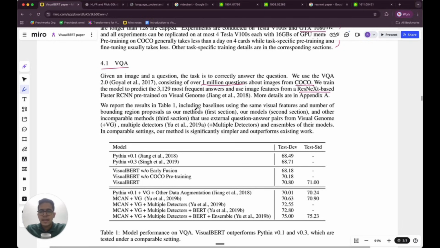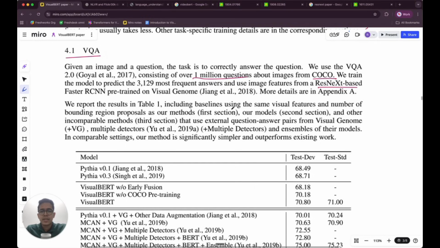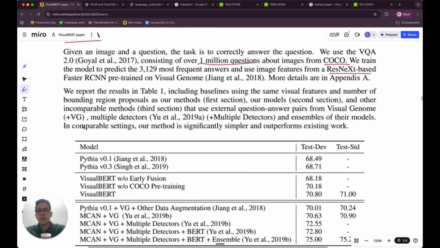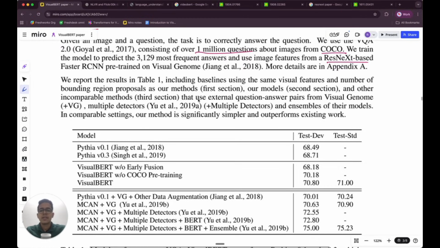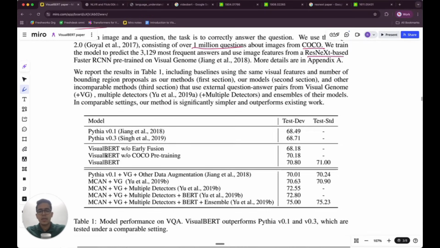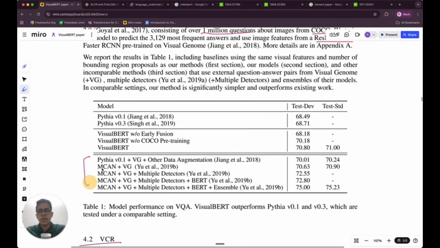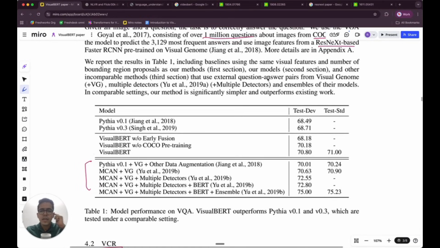We report the results in table 1, including baselines using the same visual features and number of bounding region proposals as our method. So baselines meaning some other baseline models which use a similar number of region proposals as this method, then our models and other incomparable models in the third section. So I guess these models are incomparable. I don't know why they are not comparable. Because I guess they use external question answer pairs from Visual Genome and multiple detectors and ensembles in their model. Okay, that's the reason why it's incomparable.